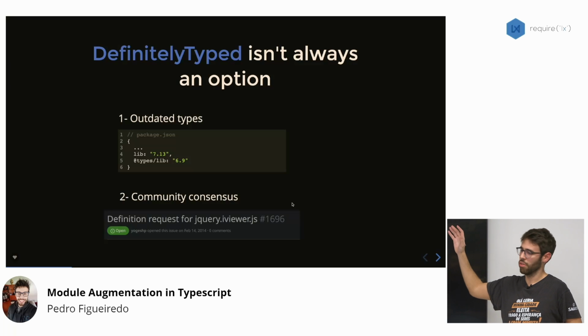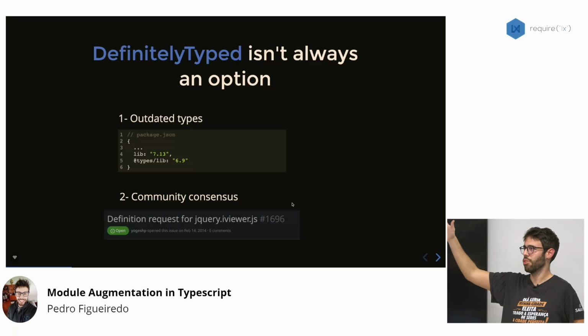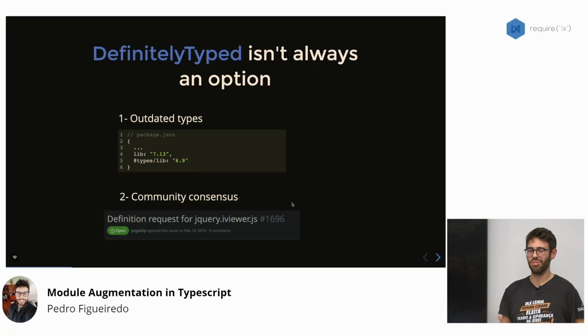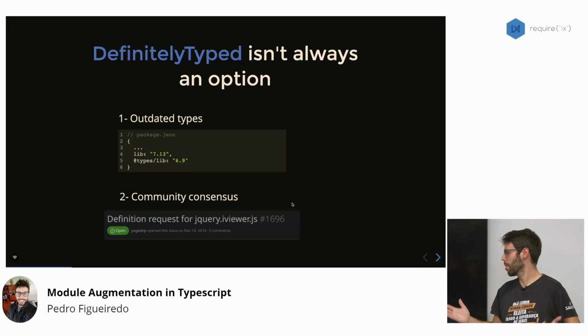Sometimes the lib is moving too fast and the people on the DefinitelyTyped repo can't build the types so fast, so you might have the lib on version 7 in this case, and the types might be on version 6, and then everything is breaking. And we are JavaScript or TypeScript developers, we always want to use the latest versions of everything, so that might be a problem.